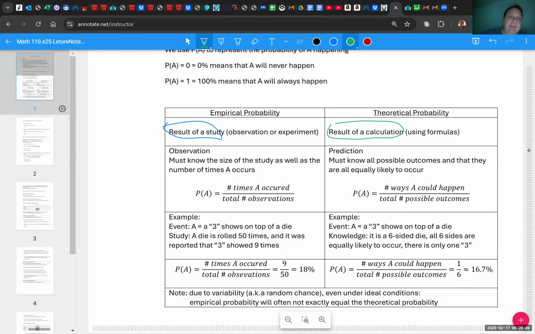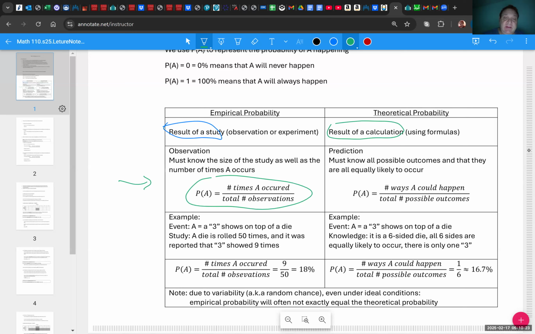For an empirical probability, we have to have our observation. We have to know the size of the study, the number of observations that we actually did, and the number of times that the event occurred. And our formula is this one right here. We just count how many times the event occurred out of the total number of observations. You make a fraction. The number of times it occurred out of the total number of observations is called the empirical probability, and they write it as P(A), the probability of the event happening.